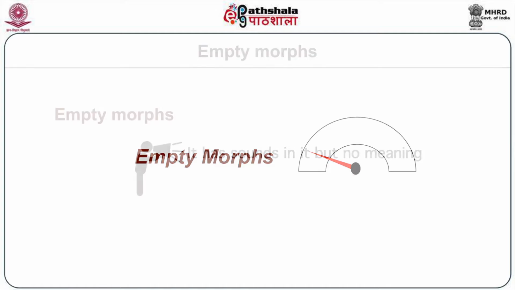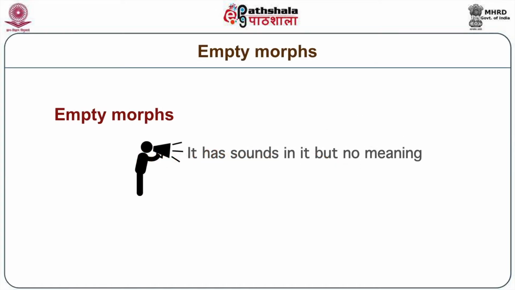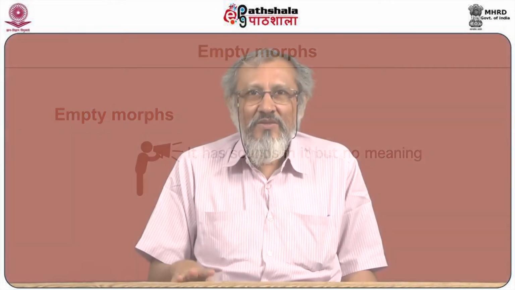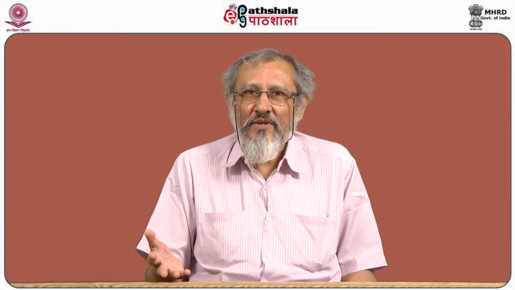An empty morph is a morph which has sounds in it but no meaning. Now you will immediately jump to the conclusion that I'm talking about what I discussed in an earlier module in the context of words like sist in resist and fer in confer and mit in commit and so on. I noted that those were morphemes that are not associated with any identifiable meaning. You will think that when I talk about an empty morph, I'm just repeating that information.